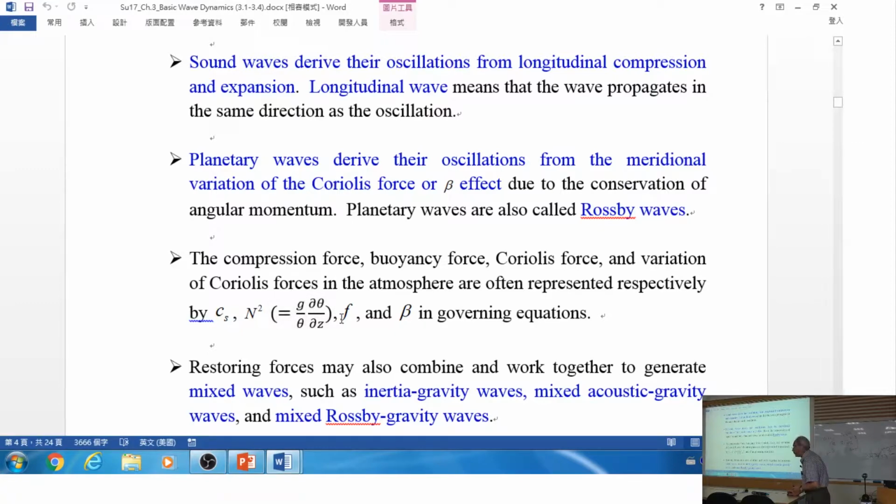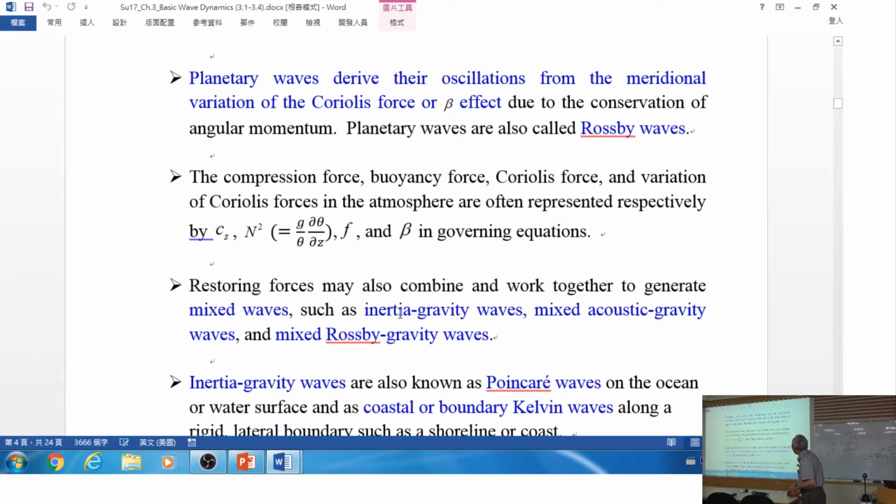And if you contain f, then you can have inertial waves. And if you contain f and N, then you can have a combination of gravity waves and inertial waves, called inertial gravity waves. And if your system contains beta, then your system will contain Rossby waves. There's a potential, but that doesn't mean it's there. You have to trigger it, get it generated, and then propagate.